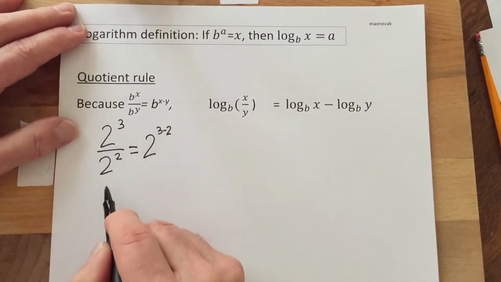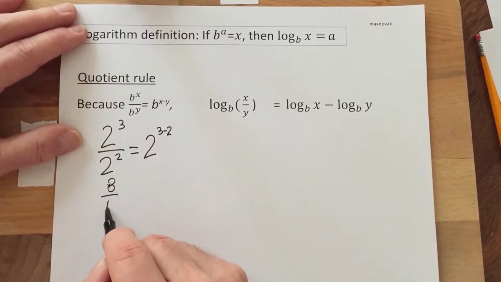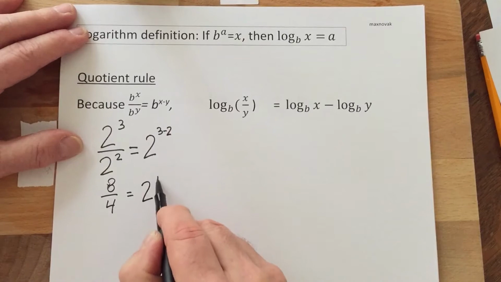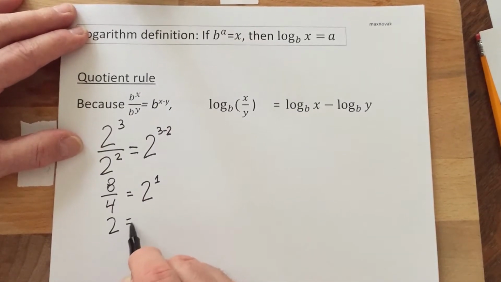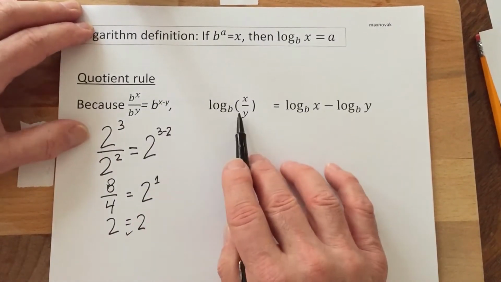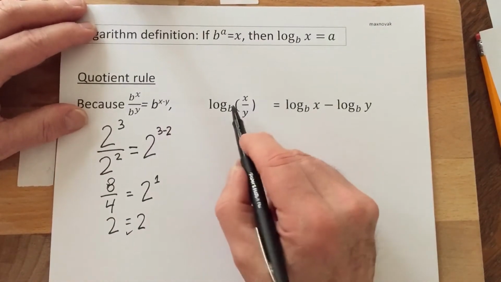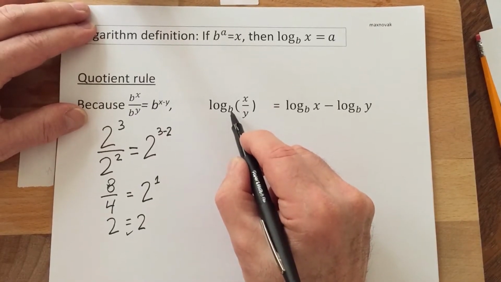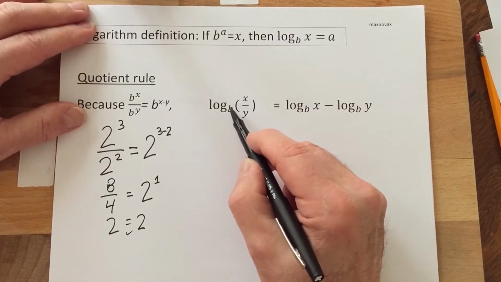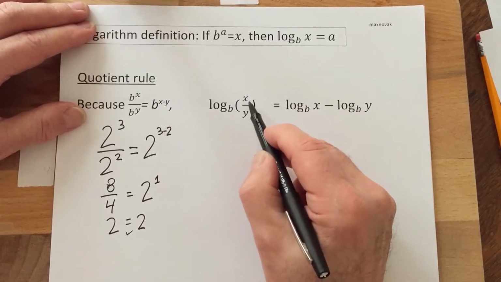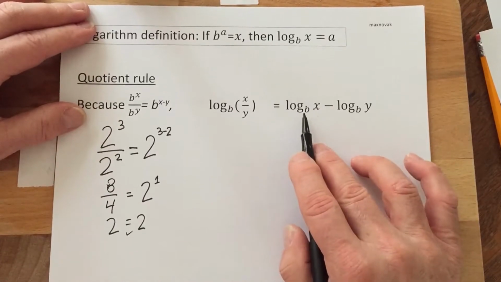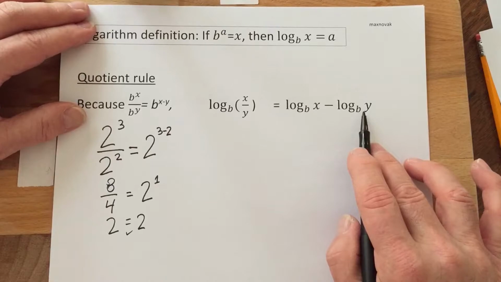And in this case, what we have is, again, 8 over 4 equals 2 to the 1. That's right, 2 equals 2. So let's see how that works in logs. The log base b of x over y is equal to log base b of x minus log base b of y.